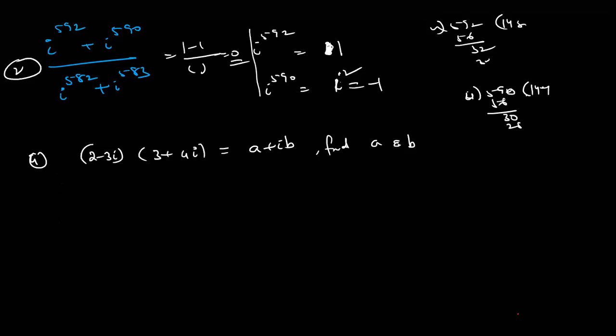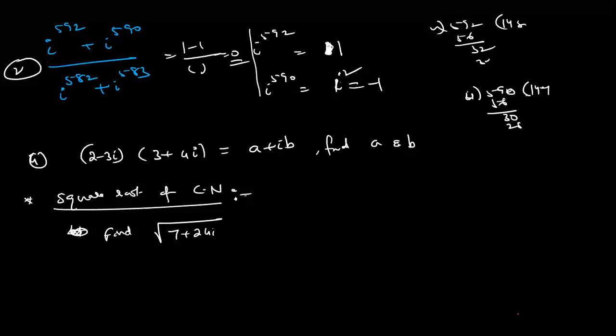Okay, now a small concept: square root of a complex number. Keep reading this one. Square root of a complex number, dear students, every time. For example, find the square root of 7 plus 24i. So, dear students, what I'm doing here, your place is not sufficient.